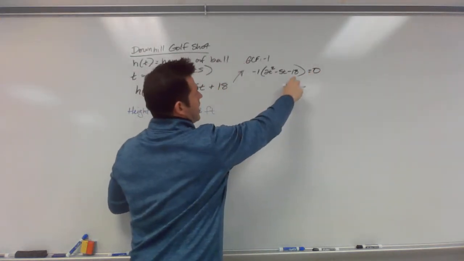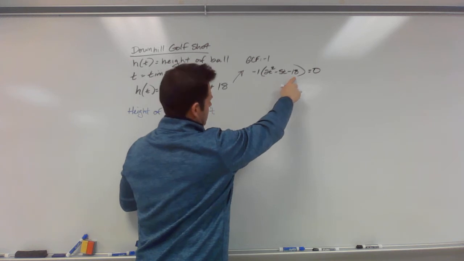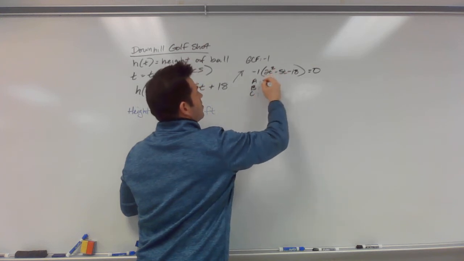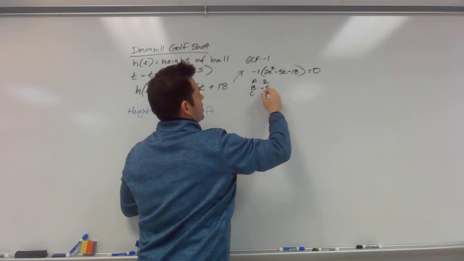Let's take a look inside. That's still a quadratic trinomial. That's not intercept form. So based on that, let's figure out a, b, and c. A value inside the parentheses is 2. B value is negative 5. C value is negative 18.